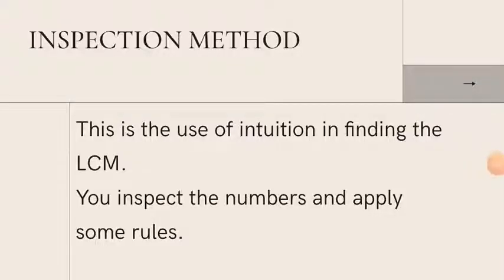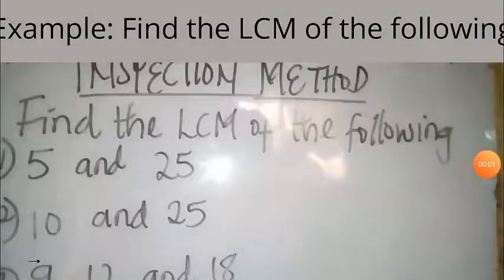Inspection method. This is the use of intuition in finding the LCM. You inspect the numbers and apply some rules. So you just look at the numbers. There's no need to go through the long calculation. You just look at the numbers, you inspect them, and you get your LCM. This is the quickest method for finding LCM. Now we have to find the LCM of the following numbers using the inspection method.